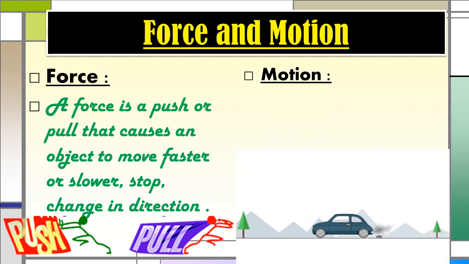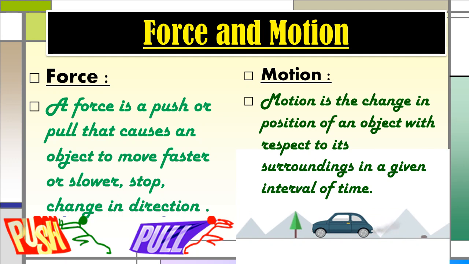Next is motion. So what is motion? Motion is a change in position of an object with respect to its surroundings in a given interval of time. We can say displacement also. It is the change in position of an object with respect to its surrounding environment in a given interval of time. That means in a particular interval of time, how much distance or displacement has been covered. That is motion.